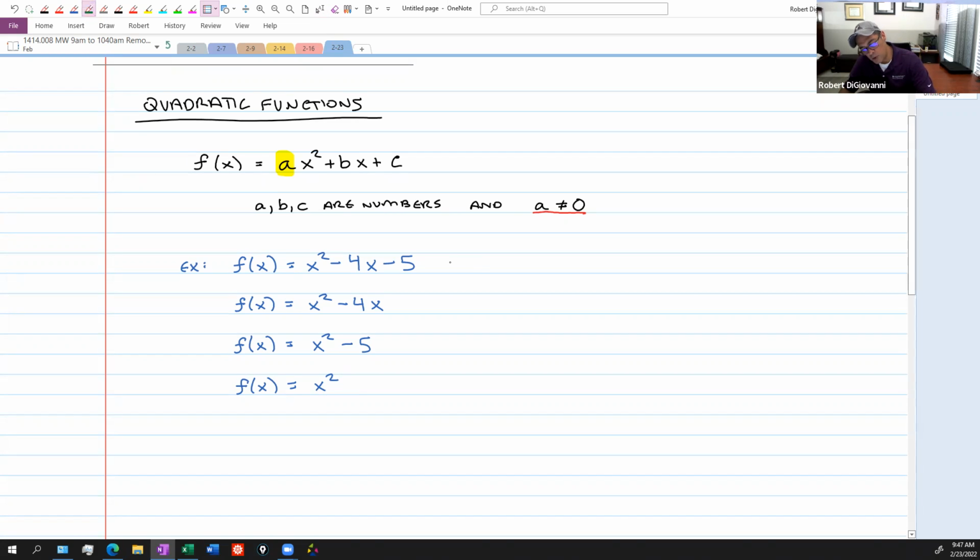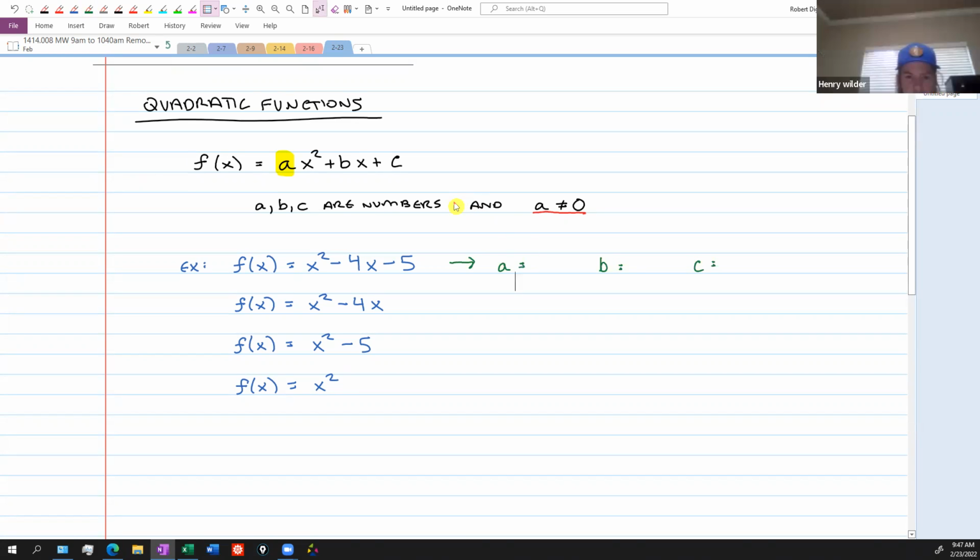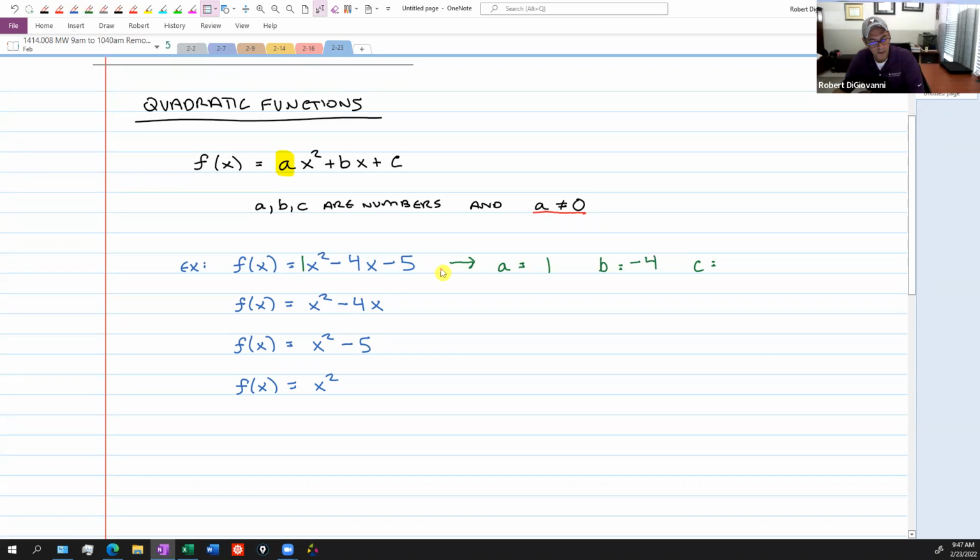Now, on the first one, who wants to tell me what a, b, and c are? A is 1. That's the number in front of x squared. B is -4, and c is -5. Everyone got that? You're just picking off the numbers that are in front of the x squared, the x, and then the number by itself. That's a, b, and c.